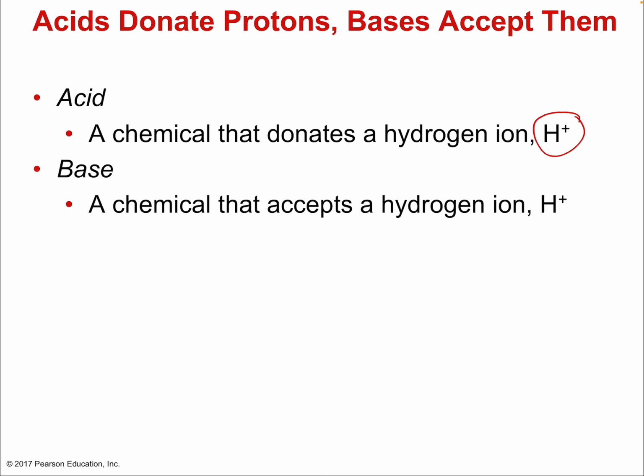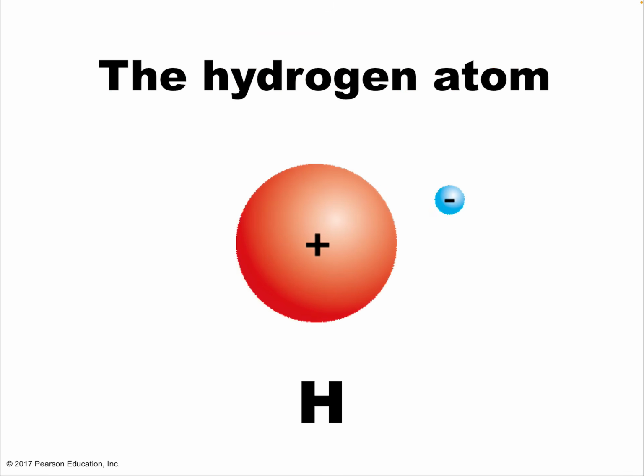We talked about ions before. If you don't remember at all what an ion is, I'd highly recommend you go back and look at the chapter where we introduced ions, but hopefully you remember what they are. And a base is a chemical that accepts a hydrogen ion. So we've got donates and accepts, so gives up and absorbs. Acids donate, bases accept.